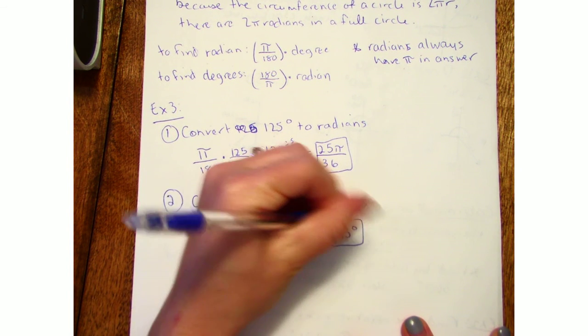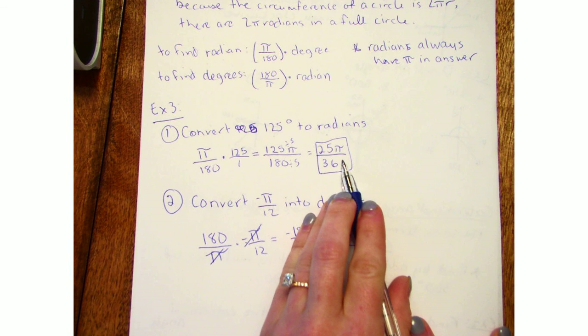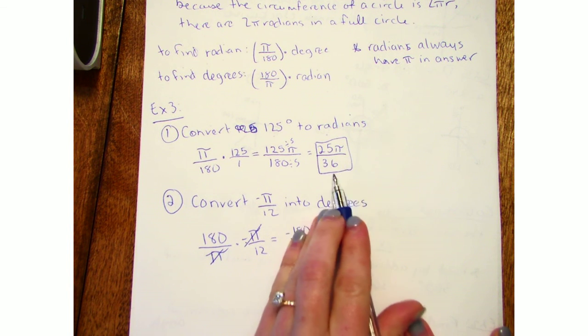So remember, degrees turn out to be a whole number. Radians should have pi in the answer, and a lot of the time will be a fraction, but doesn't need to be a fraction.